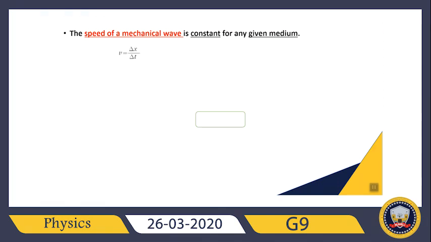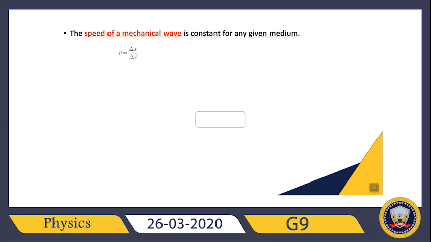You know that in general the speed v equals delta x over delta t, the distance or displacement over time. But here we are talking about waves, so the distance is measured in wavelength, symbolized by lambda, while the time for a wave equals the period, the time of one complete cycle or one complete wave.